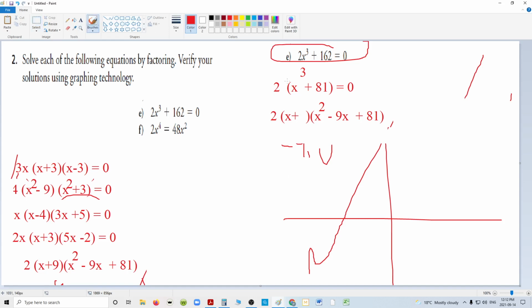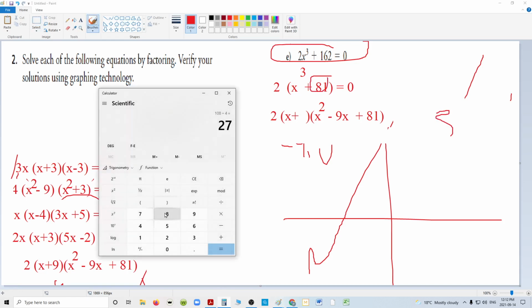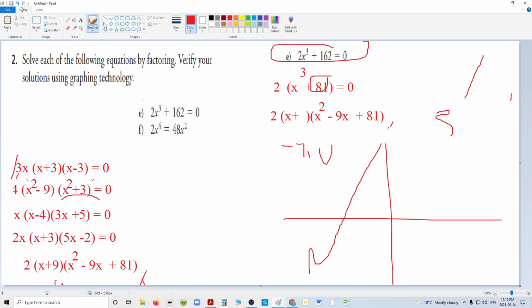There's no cube root to 81, but there is, my bad, 4.32. So you could technically do it like this. So this part, I didn't do it right.